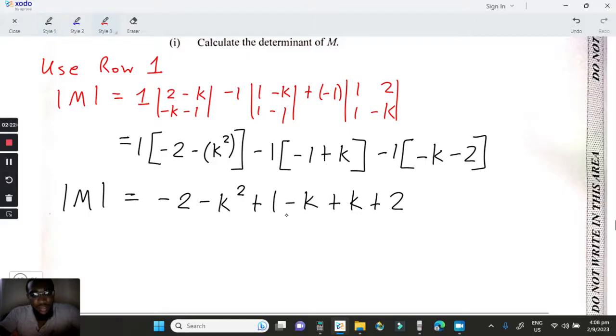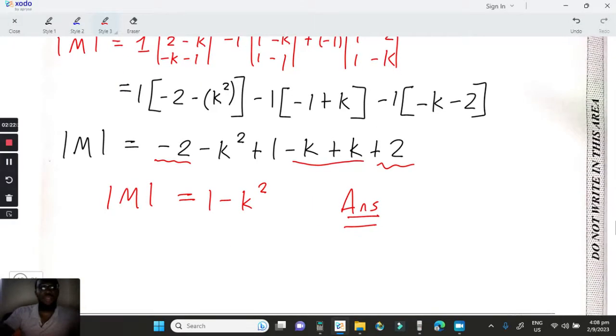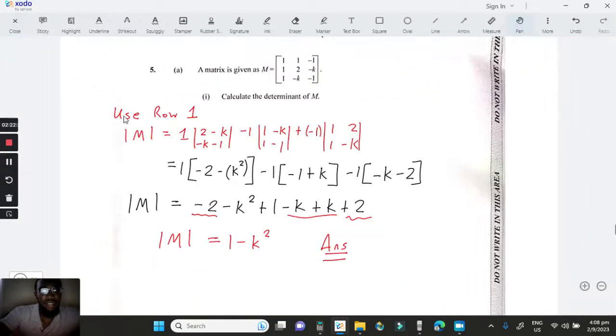Look what cancels. You notice minus k and plus k cancel, and minus 2 and plus 2 cancel. So the determinant of the matrix is just 1 minus k squared. That's the answer. Easy. 1 minus k squared. Alright.